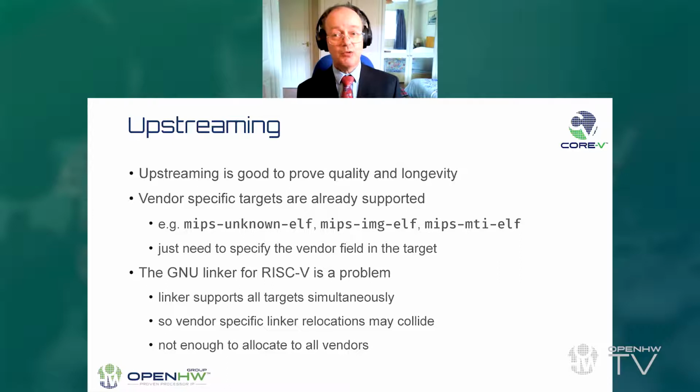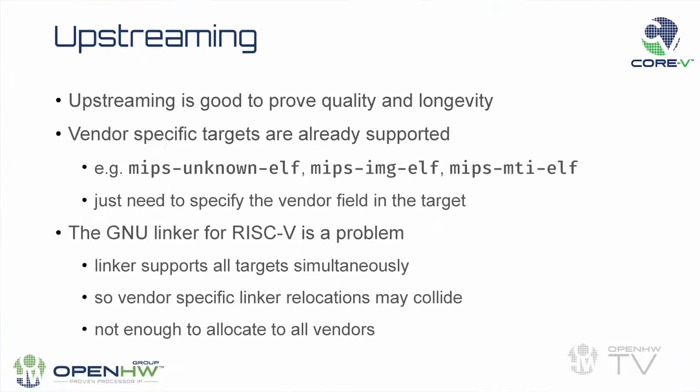Users may want to upstream Core-V extension interface extensions to the official GNU toolchains. There is a process that is well established for upstreaming vendor-specific versions of toolchains using the middle field of the target triplet as I described earlier. For example, on this slide, we show the generic upstream MIPS toolchain and two upstream manufacturer-specific versions for Imagination Technologies and MTI.